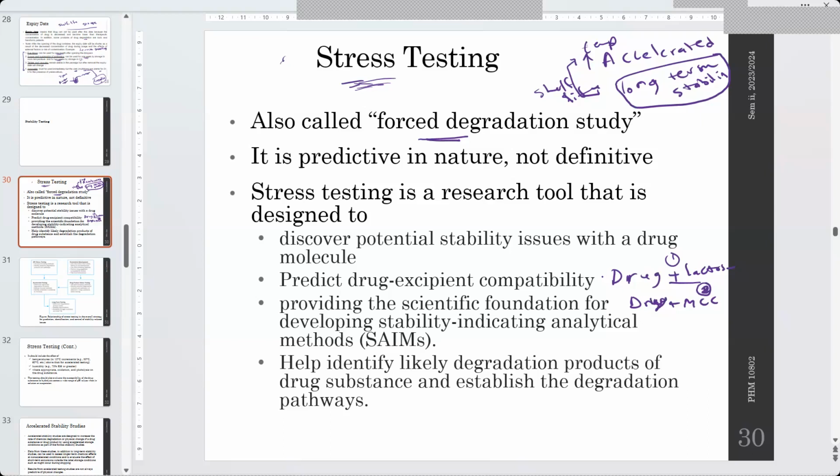I can also use it to develop a stability indicating analytical method. I want to develop an analytical method like an HPLC method that should be able to identify the drug in the presence of degradation products. How can I test this? I have to produce degradation products. How? I can store the drug at higher temperature to produce degradation products and then analyze the drug in their presence. I see if it is really separated or not.